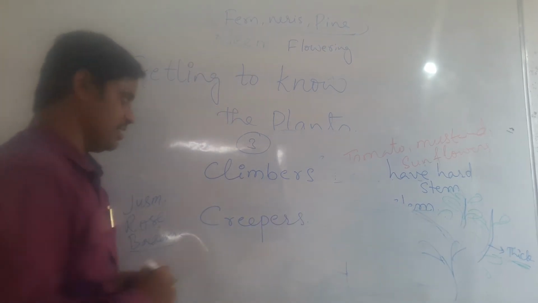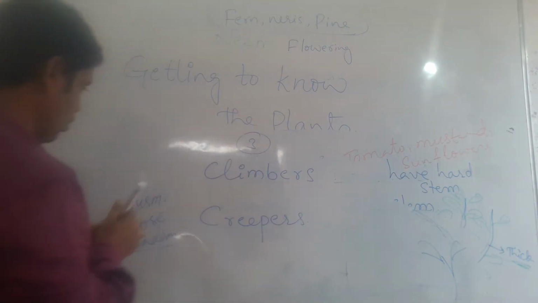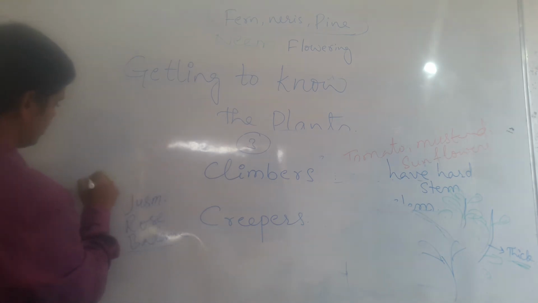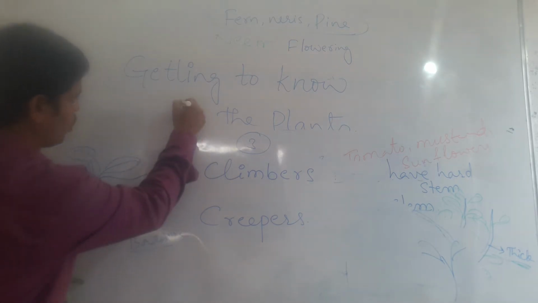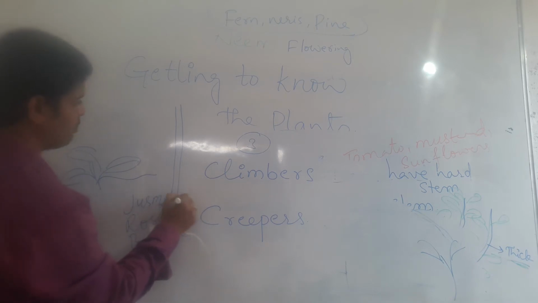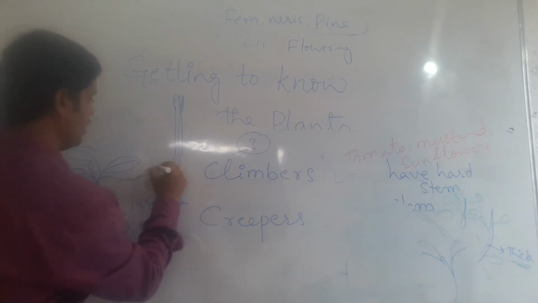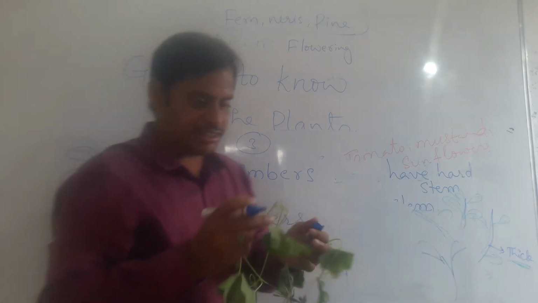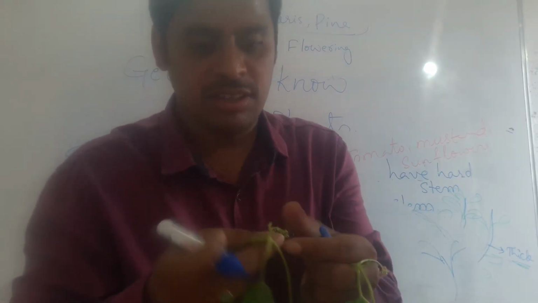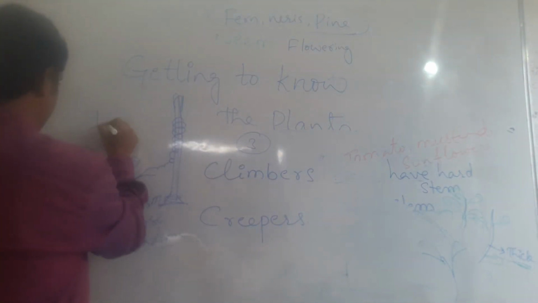Climbers, creepers. Very good. The name itself indicates it is a climber. It climbs. Right. So a climber first grows very slowly, bearing 2-4 leaves. And whenever it touches a support, a neighboring plant, or any pole, or any hard substance, then automatically it starts winding around it, and these structures are called tendrils.